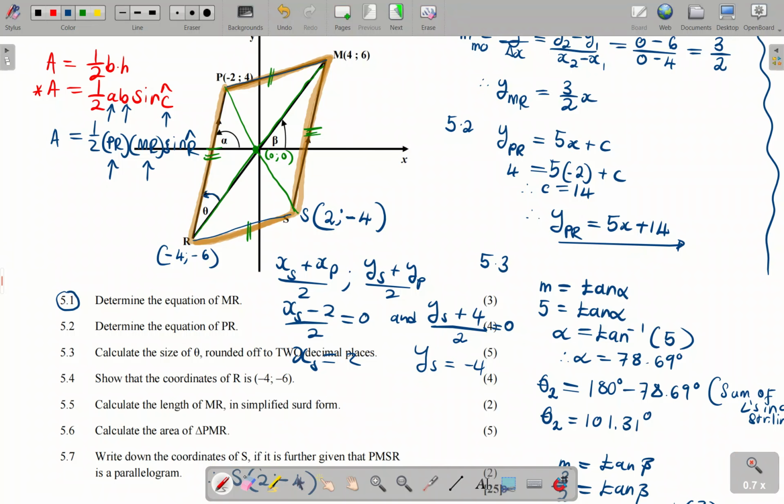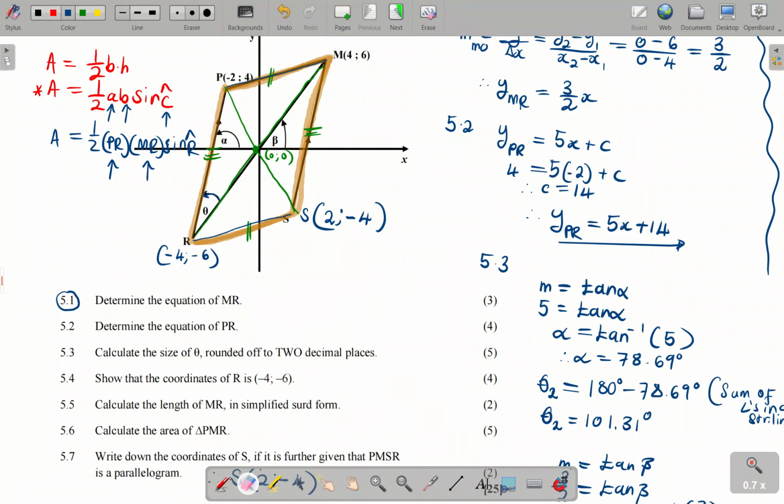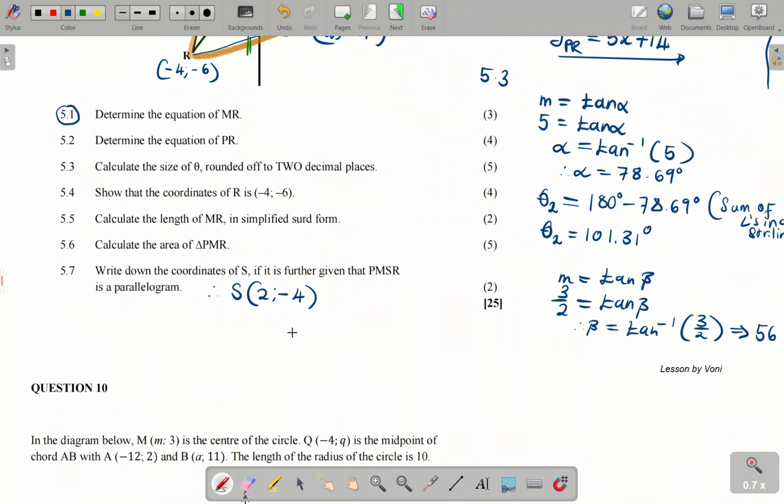Negative 4, same as what we got. So it's up to you guys, which one you understand. So yeah, make it easy for yourself. So now let's take a look at the next question.